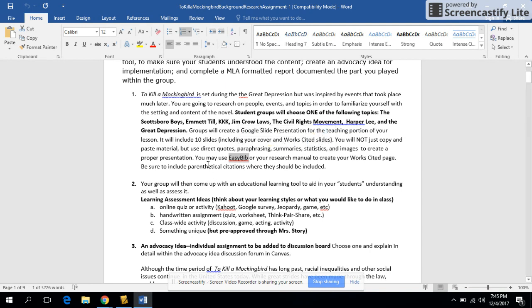After you come up with all this information and all the things you learn about your topic, you're going to come up with some kind of educational tool or learning assessment so your students understand. Basically, your group is going to be teaching the class about whatever topic it is: the Scottsboro Boys, Emmett Till, KKK, Jim Crow, Civil Rights, Harper Lee, or the Great Depression, whichever one you pick.